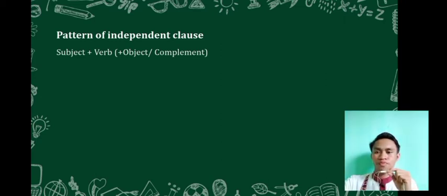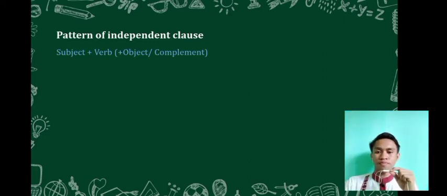Okay, let's continue. Let's have a look at the pattern again. Subject plus verb plus object or complement. Adding an object or complement in an independent clause is optional. It can be added or not. If the verb you are using is intransitive, you don't need to add an object because the clause already has a complete thought, even though it doesn't include any object. But if you are using a transitive verb, then of course you have to add an object so that the clause or sentence can have a complete thought.